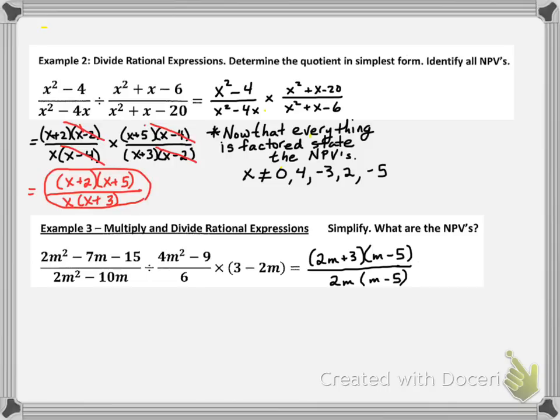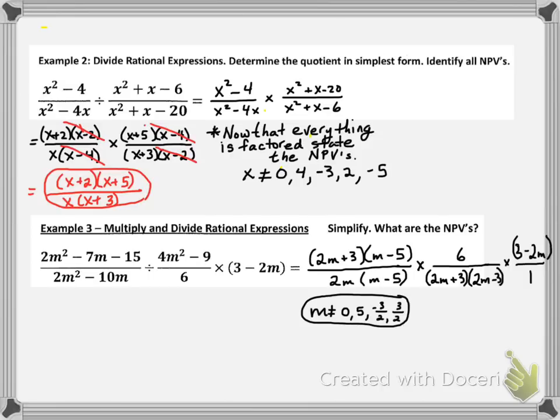And this next one's going to flip over to get 6 on the top, and 4m squared minus 9 is going to be 2m plus 3 times 2m minus 3. And the last one, 3 minus 2m, we're just going to put that over 1, just so we know which side to cancel on. Now I can say m cannot equal 0, m cannot equal 5. In the next one, you're going to find that m cannot equal negative 3 over 2, m cannot equal positive 3 over 2.